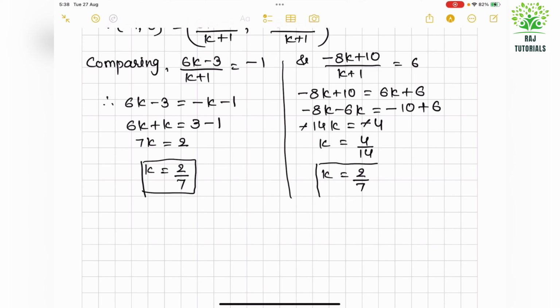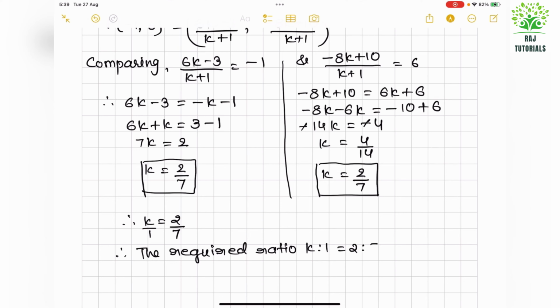By solving both the equations, I got the same answer. Therefore K equal to 2 by 7. See, we don't need to solve both. We can use one also, but to show I have shown you both. Therefore the required ratio is K is to 1 equal to 2 is to 7.